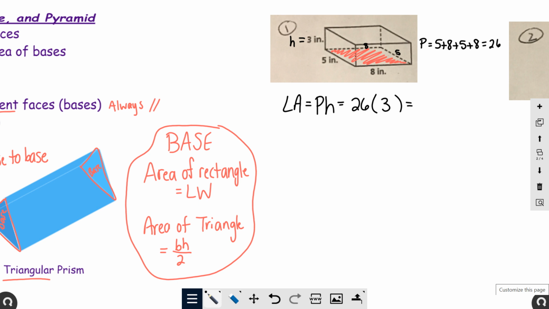So this number over here is H, 3. All right, grab those calculators. Let's multiply those out. I'm glad somebody has their calculator out already. 78. Now, this is LA, lateral area. So what should be the units on this? Inches squared. Area is always squared.